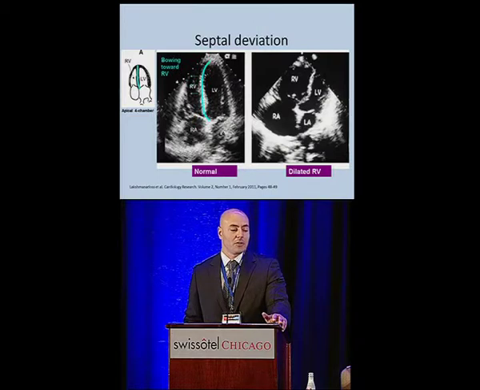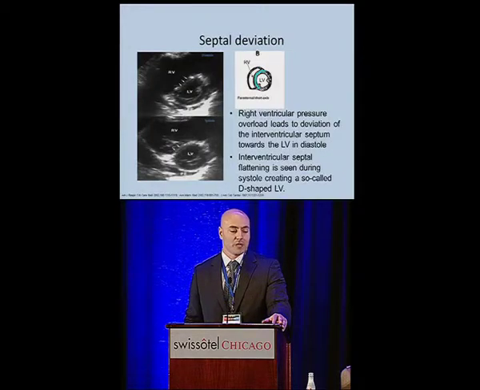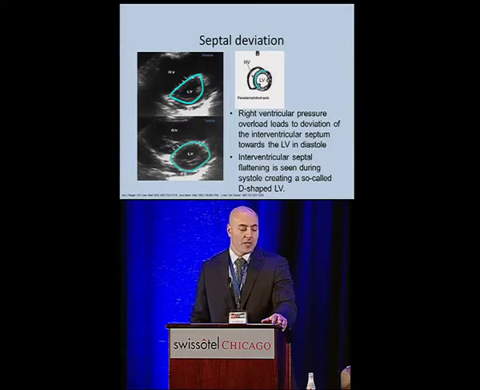On the left, showing the bowing towards the right ventricle, which you normally see in normal echoes, and then you're seeing bowing towards the left ventricle and a dilated right ventricle. We also see septal deviation, and the diagram on top shows that the RV pressure overloading in diastole, causing a D-shaped septum, and then in the bottom is during systole, showing the intraventricular septal flattening.